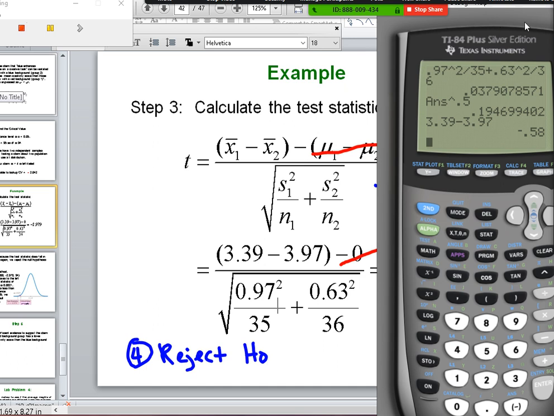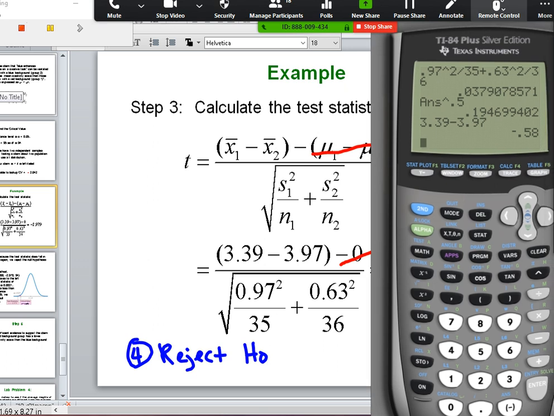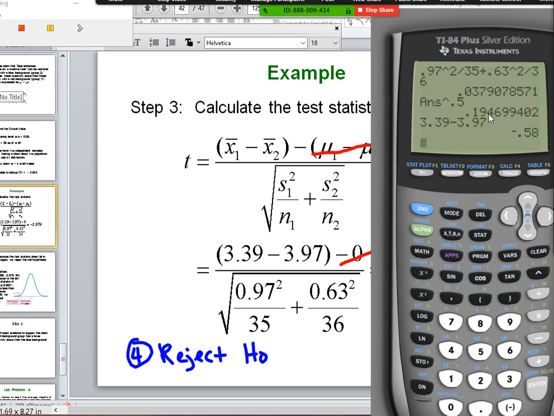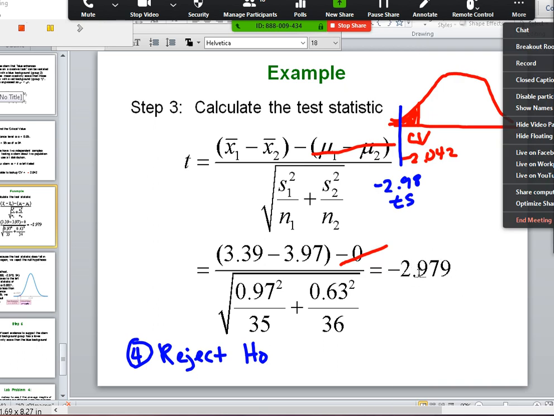Can you guys all see that okay? Is this in the okay spot? Hopefully. Okay, good. All right. And then I'm going to divide those two. So I'm going to take this and divide by what I had in the beginning, 0.1947, and I get negative 2.979. Great. So that is our answer. Negative 2.979. That's our test stat. Pop that in. And clearly that's in our rejection region.